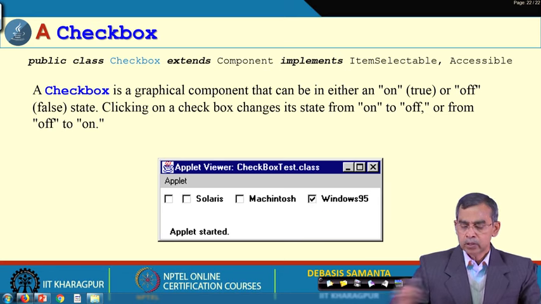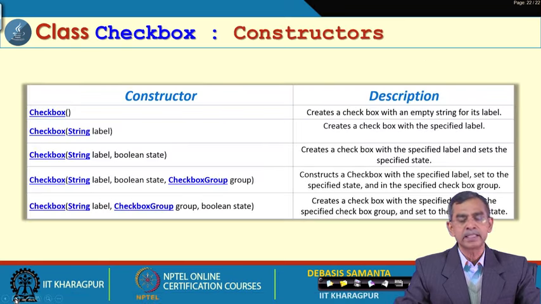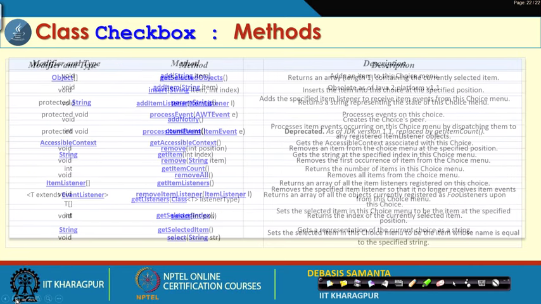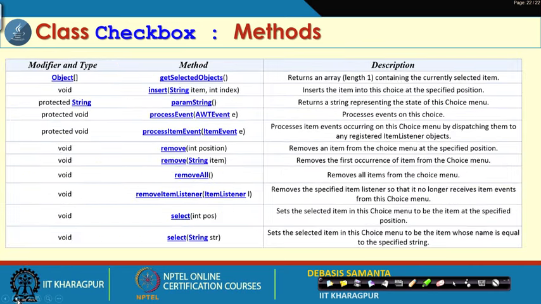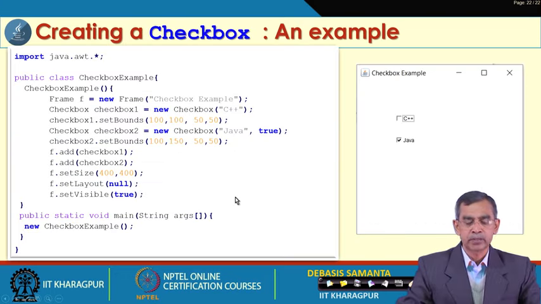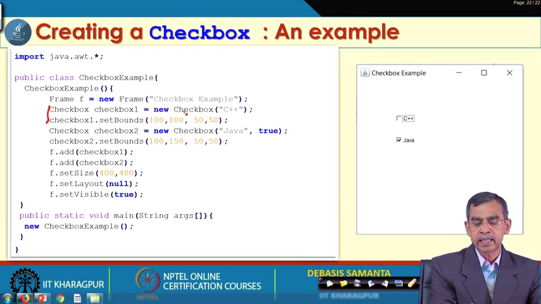Now let's see how the checkbox can be created. Definitely there is a class for the checkbox, and for this class there is a constructor, and there are some methods also. These are the checkbox methods, and this is an example of how we can add a checkbox into a frame. It is basically the same as the button. So 2 checkboxes are created, C++ and Java.